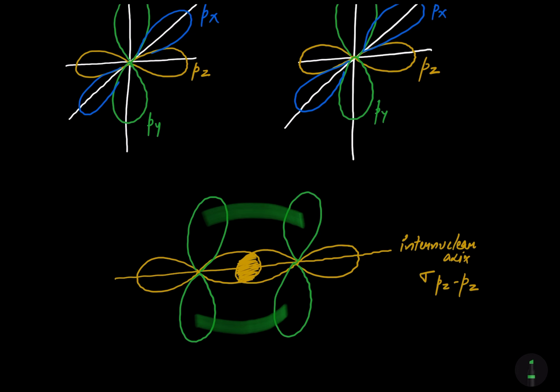I'm repeating it again. When the overlapping of both the lobes, the upper one and lower one, will take place, then the formation of one pi bond will take place. Now, let's talk about the third one, the px.